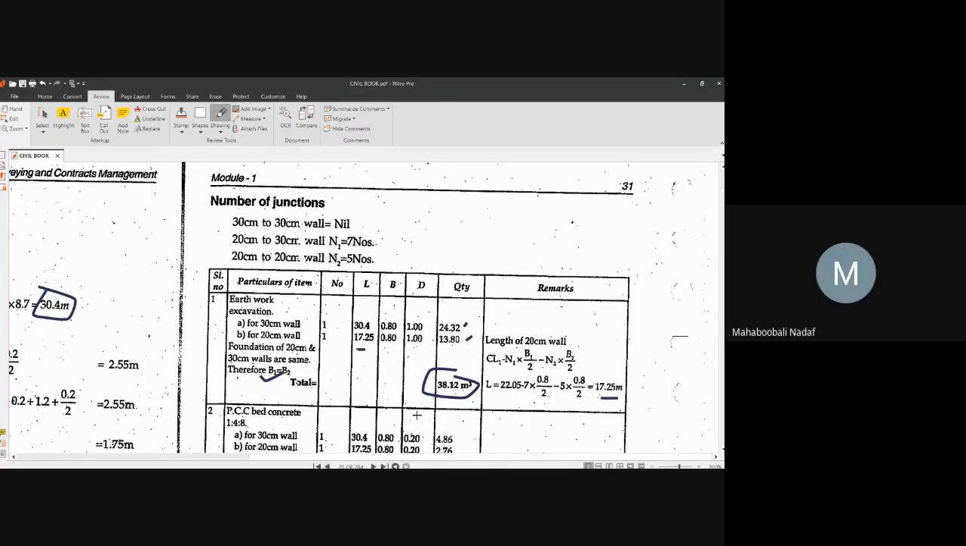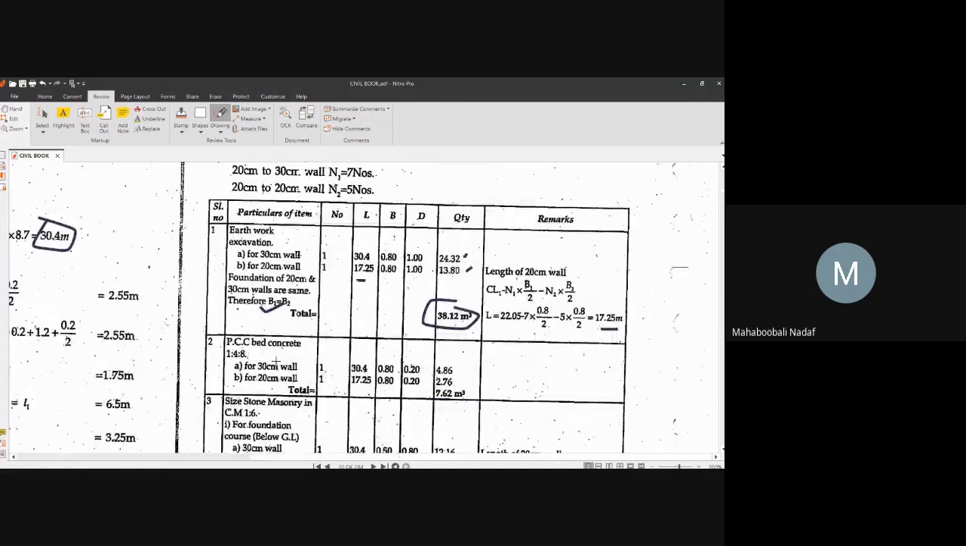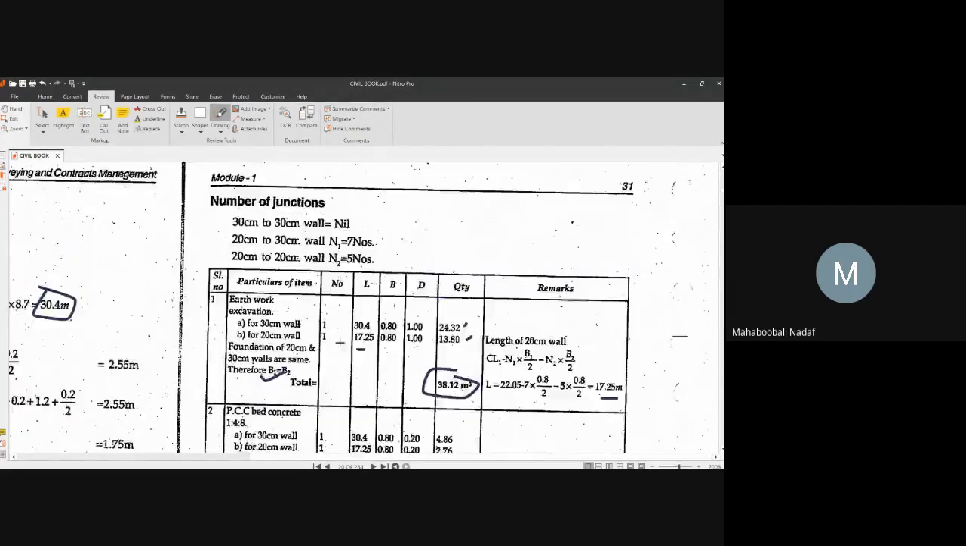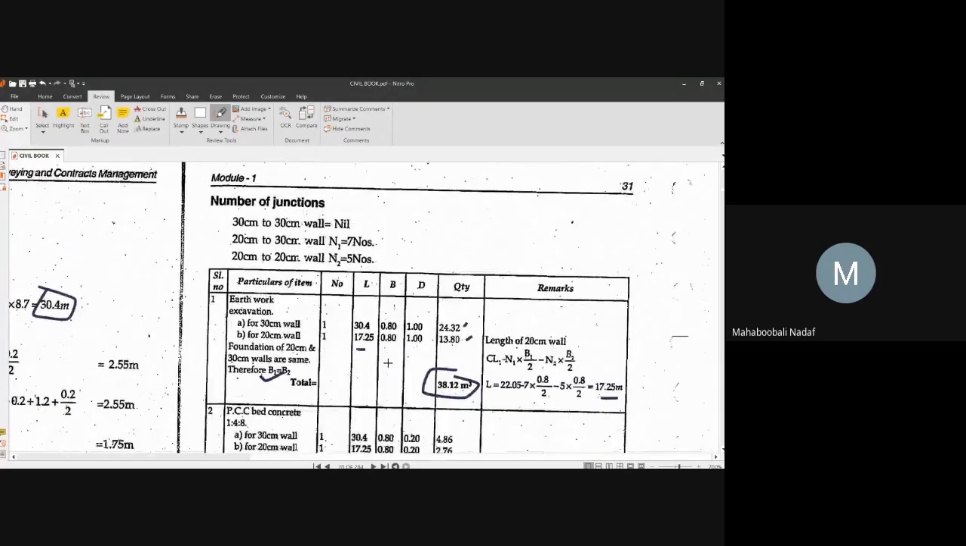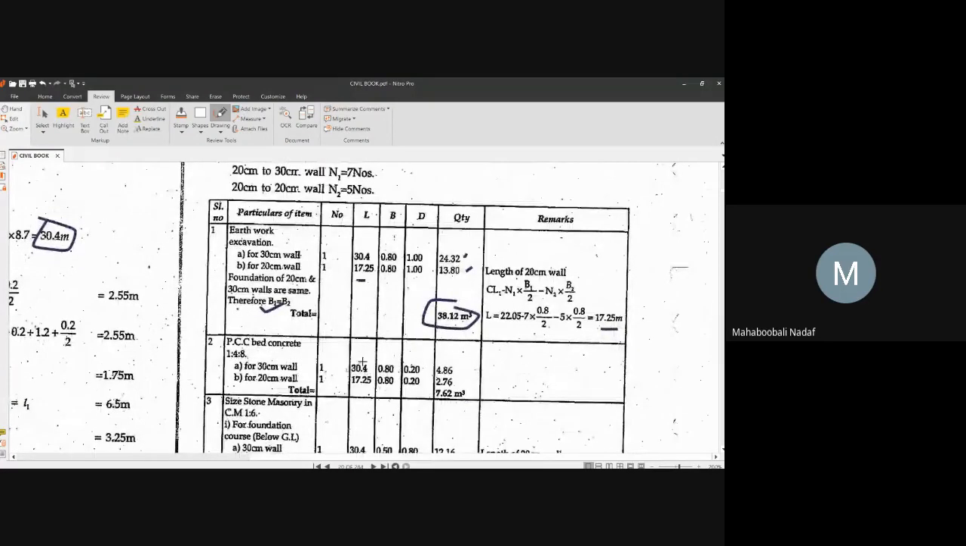Next, for the PCC bed, if you see the diagram, what is the depth here? 0.2, and the width is 0.8. Nothing will change, it is the same as excavation. So the lengths I am writing are 30.4 and 17.25, which will not change. The only change will be in depth. So 30, 20, 4.86, 2.86, and the answer is 7.62. Any doubt in the PCC bed calculation?